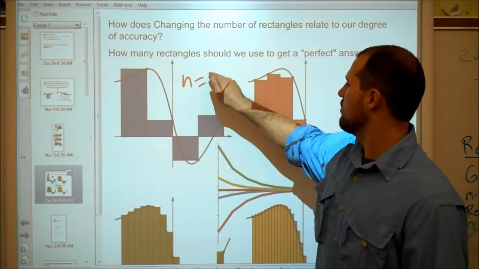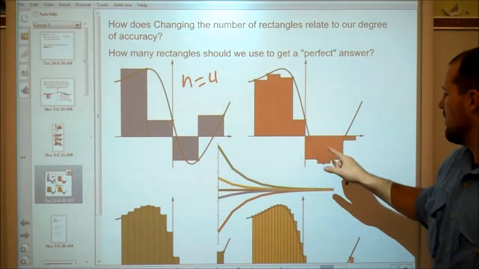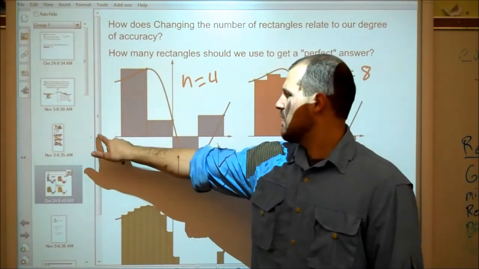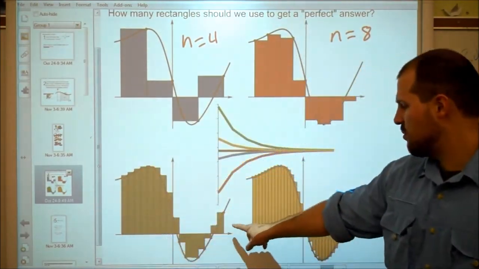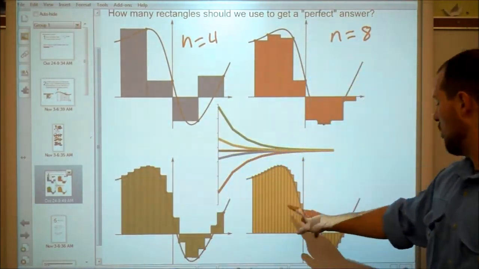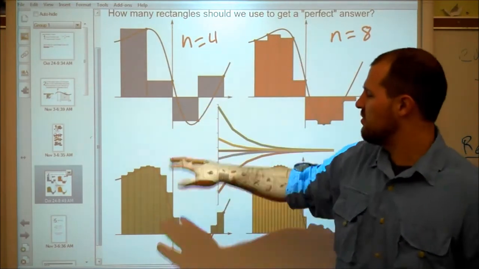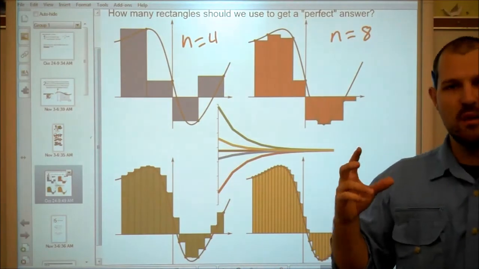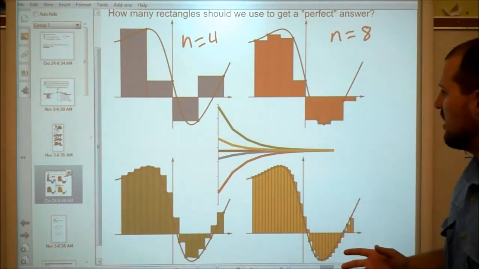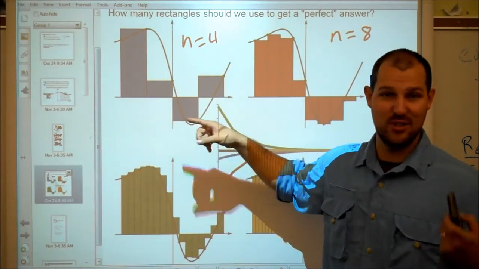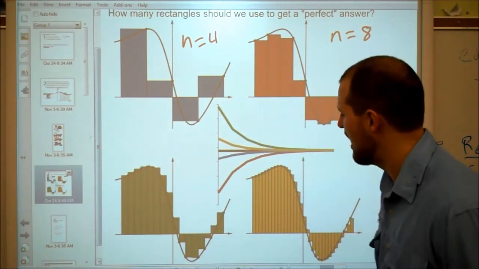So here n equals 4, and here we have 1, 2, 3, 4, 5, 6, 7, 8 rectangles. Going down here, I'm not going to waste your time counting them in front of you, but that's a lot more rectangles. Then we have a whole heap of rectangles down here. So the question is, which one of these 4 is going to be the most accurate as far as the area under the curve? And notice down here, yeah, it does go below the axis. That can happen too. Haven't done it yet, but that's absolutely something that can happen.